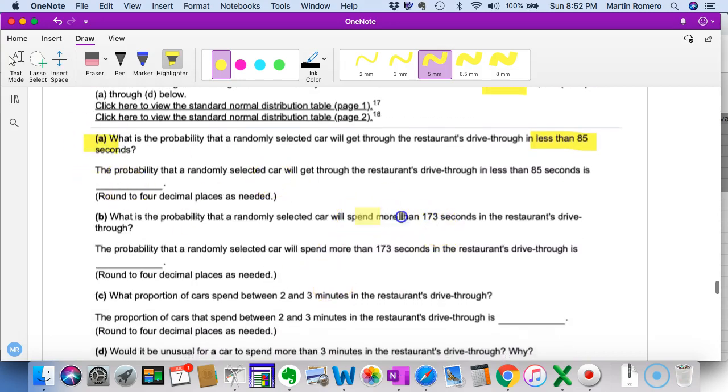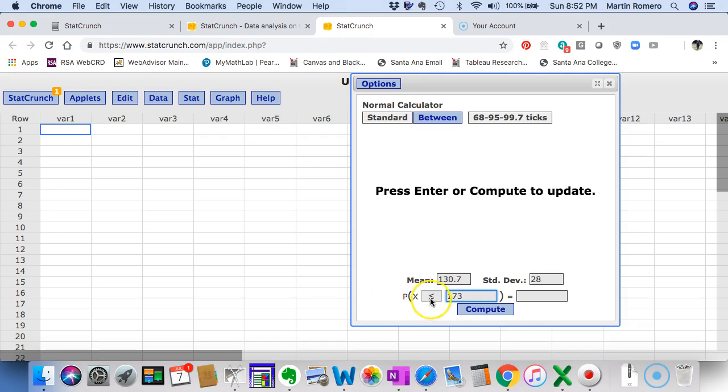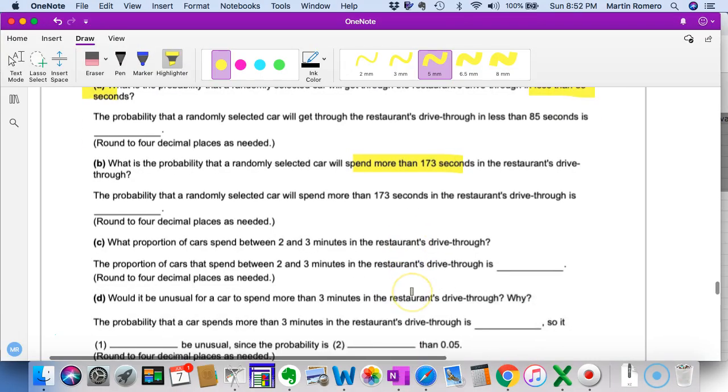What is the probability it's more than 173? You would just put 173 here, greater than, and then compute. So there's a 6.5% chance that it's greater than 173 seconds.